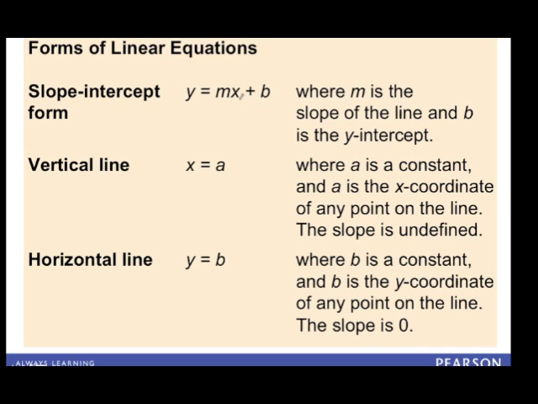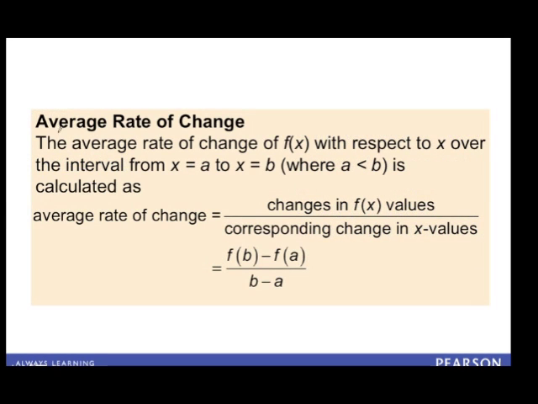Slope-intercept form, y equals mx plus b, where m is the slope and b is the y-intercept, so the y-intercept being the point (0, b), so the b is the y value. Vertical line, x equals a. Horizontal line, y equals b. The average rate of change. The average rate of change of a function with respect to x over the interval from x equals a to x equals b, where a is less than b.